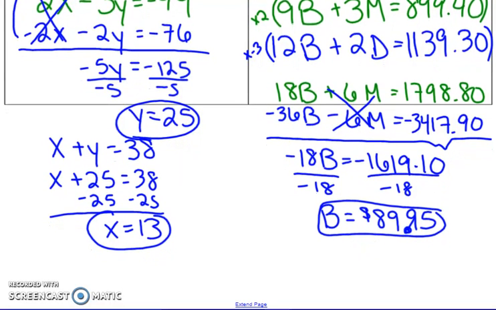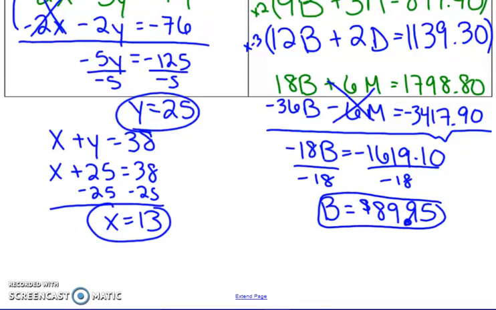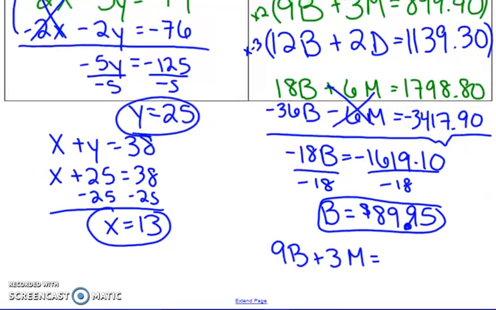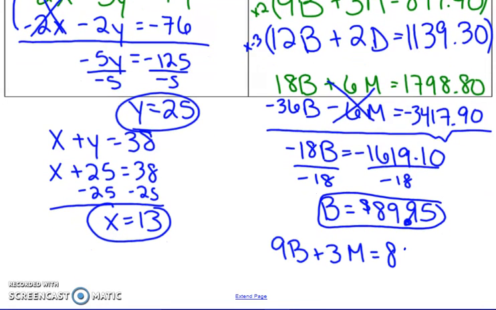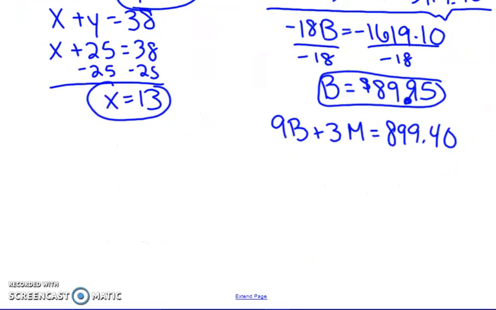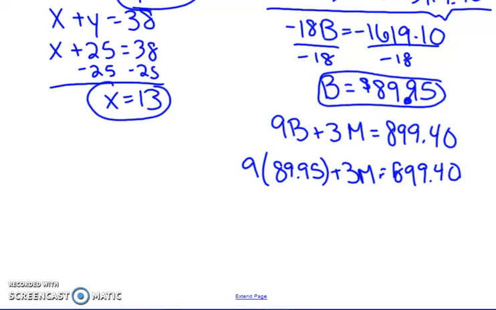Now, we're going to go back up, and we're going to use one of our equations. So I'm going to use 9b plus 3m is equal to 899.40. And now plug back in what we know for the Bills jerseys. 9 jerseys at $89.95 each plus 3 Miami jerseys equals $899.40.